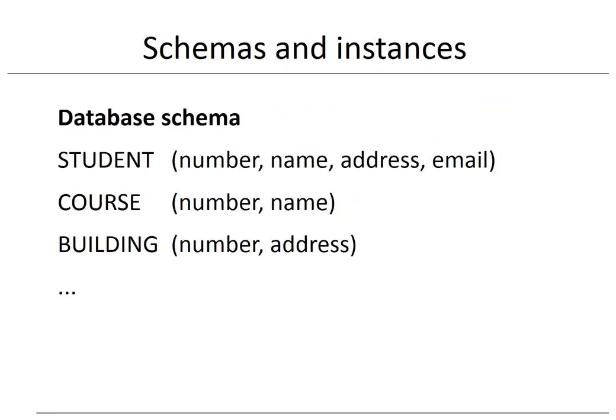Here you see an example of a database scheme. We have three data concepts: student, course, and building. A student is characterized by a number, name, address, and email, a course by a number and name, and a building by a number and address. These are examples of data definitions which together make up the database scheme stored in a catalog.